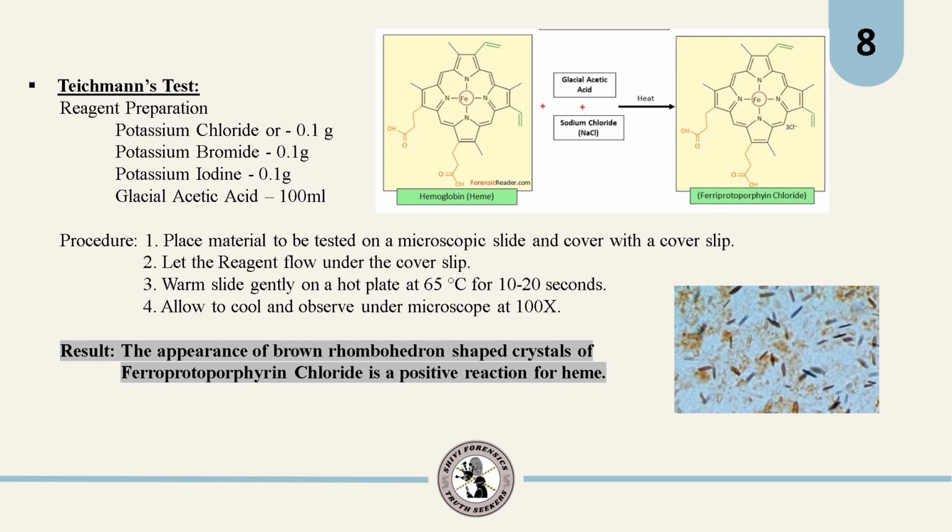We will allow it to cool down, then watch it under the microscope. Now in the previous one we were seeing pink color needle shaped crystals. In this we will see brown color shaped crystals, and these crystals will show the presence of hemoglobin.